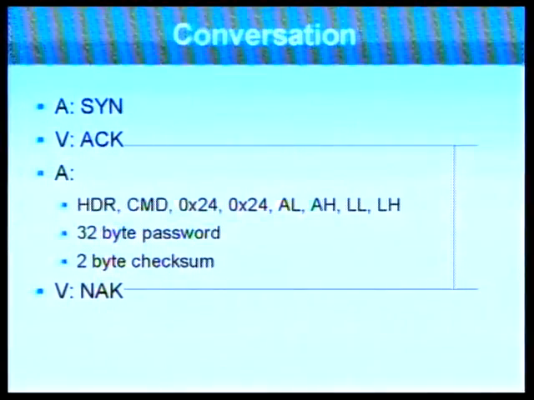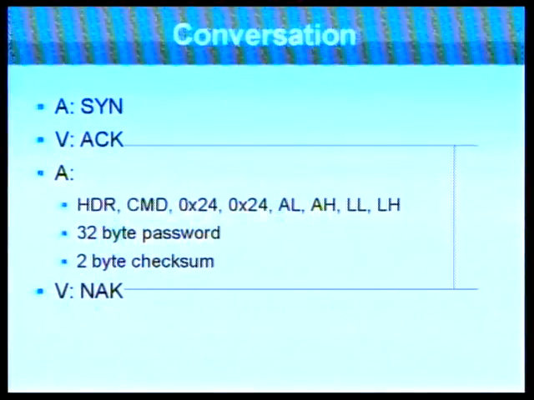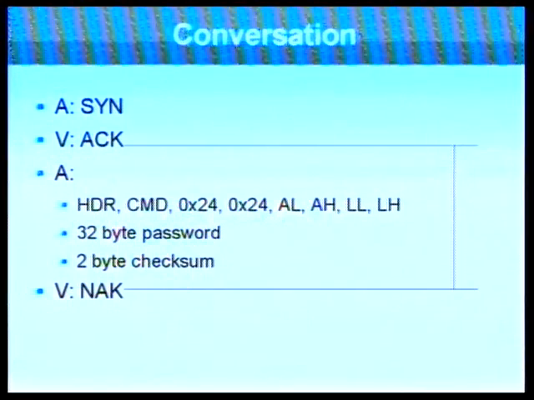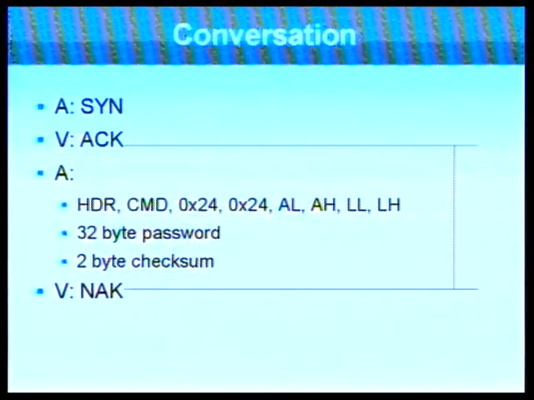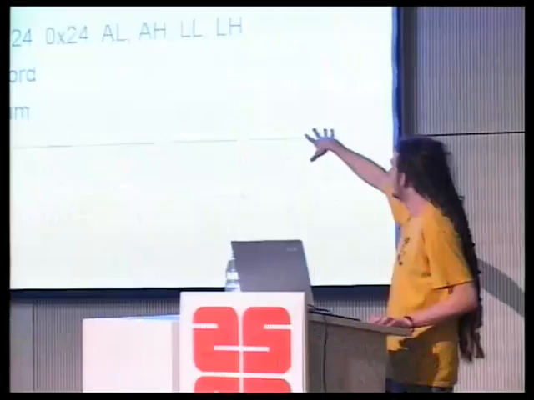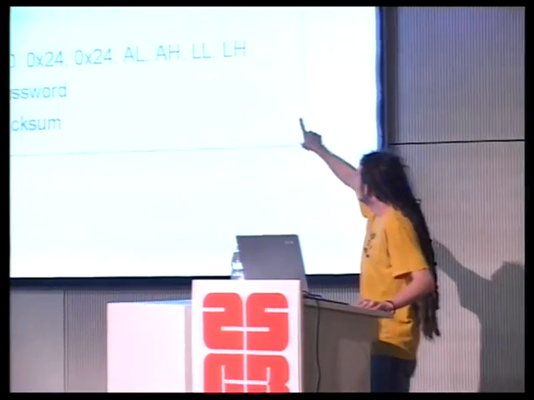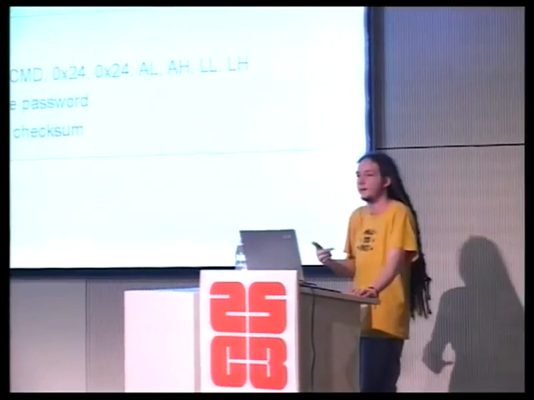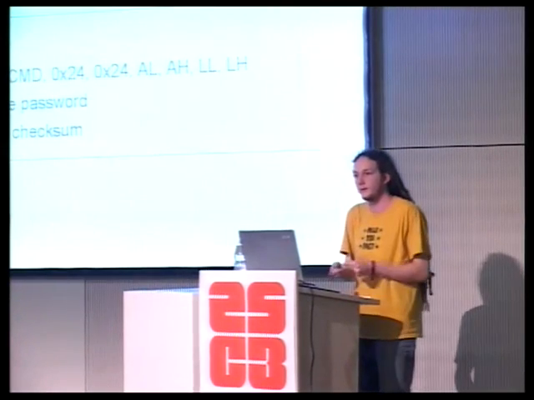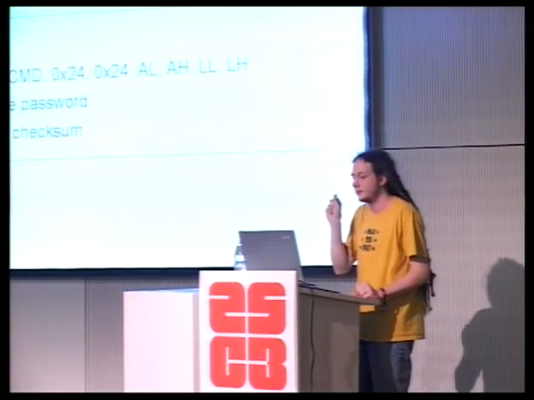So the conversation will look like this. You have a SYN message from the attacker. That's 0x80. The victim will acknowledge with 0x90. Then you'll have the packets of the attack frame. This begins with a header, a command byte, then you've got lengths, you've got 4 bytes that don't matter, and after the LH is when your password begins. And you have to begin doing your weird timing with the password.